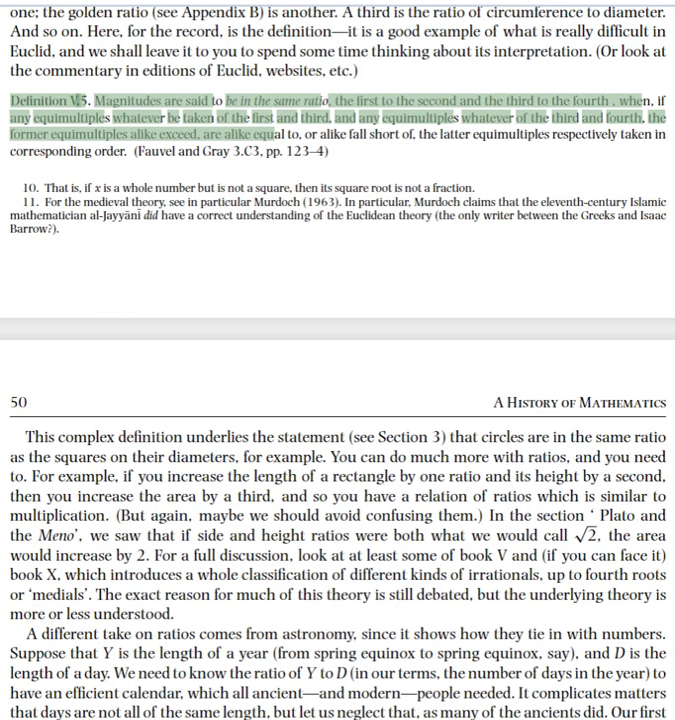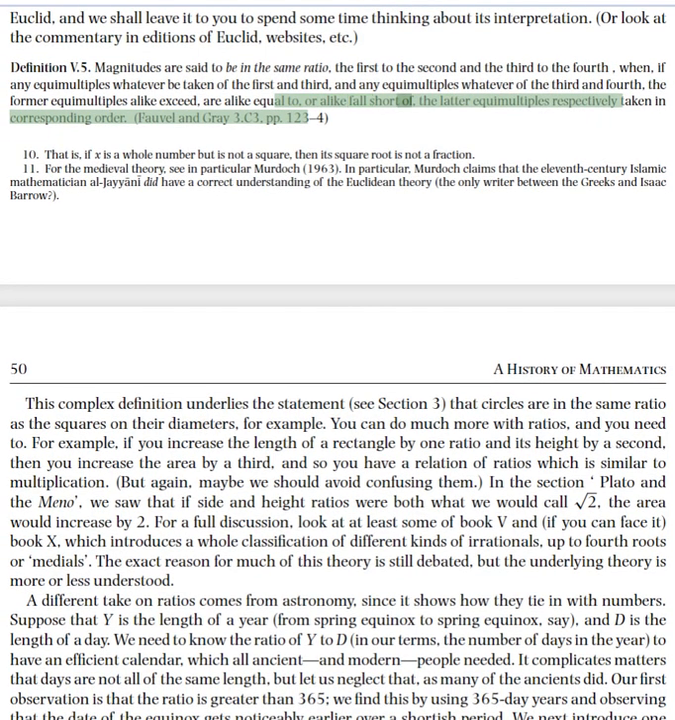Definition V.5. Magnitudes are said to be in the same ratio, the first to the second and the third to the fourth, when, if any equal multiples whatever be taken of the first and third, and any equal multiples whatever of the second and fourth, the former equal multiples alike exceed, are alike equal to, or alike fall short of, the latter equal multiples respectively taken in corresponding order.